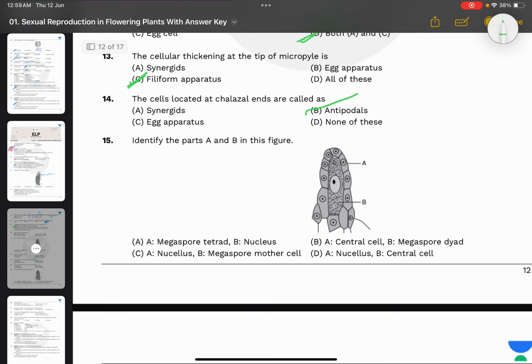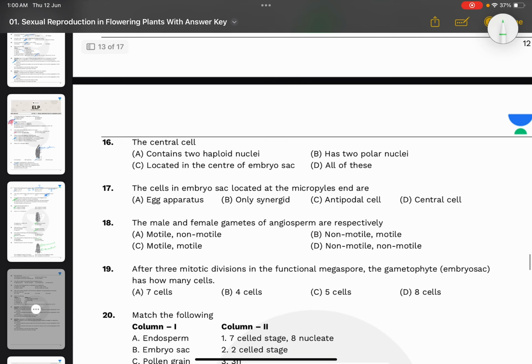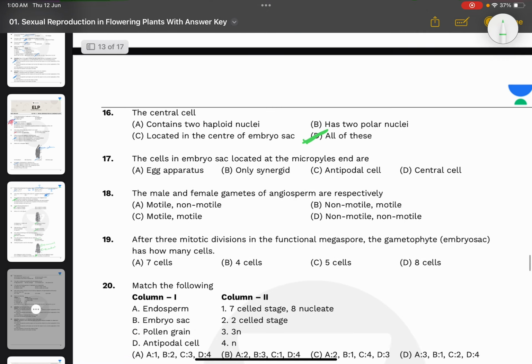Identify the parts A and B. A is what we say is nucleus and B is what we say is the central cell. So D option is correct. The central cell contains two polar nuclei. Yes, contains two haploid nuclei located in the center of the embryo sac. The cells in the embryo sac located at the micropyle end are synergids with the egg apparatus.